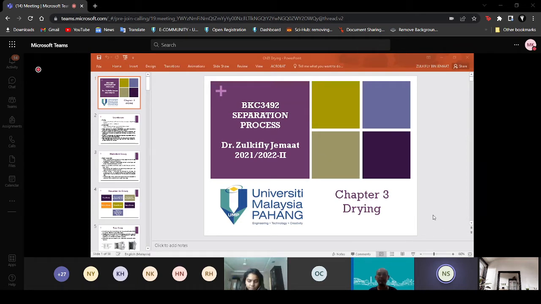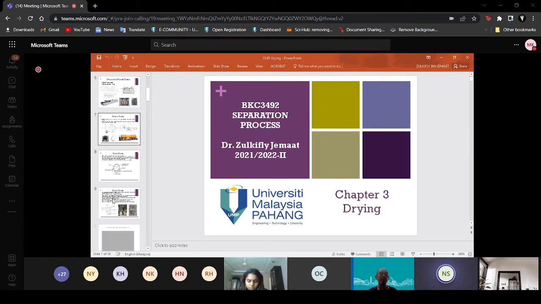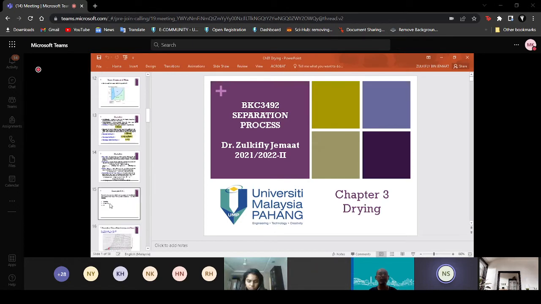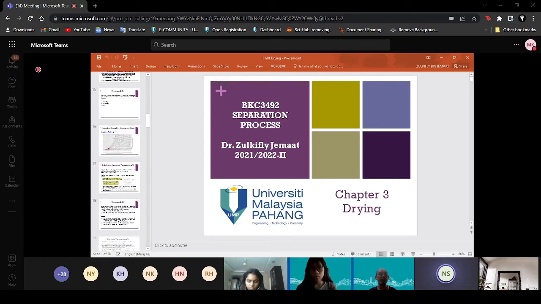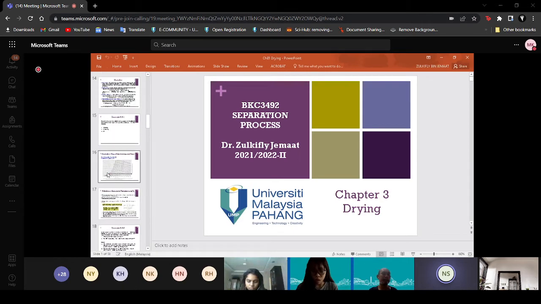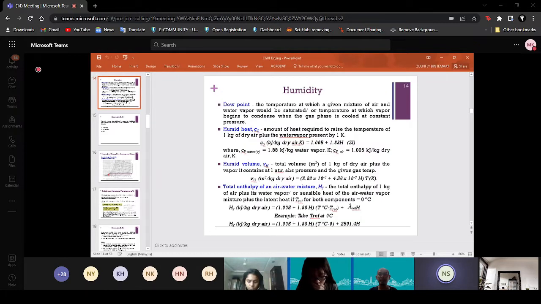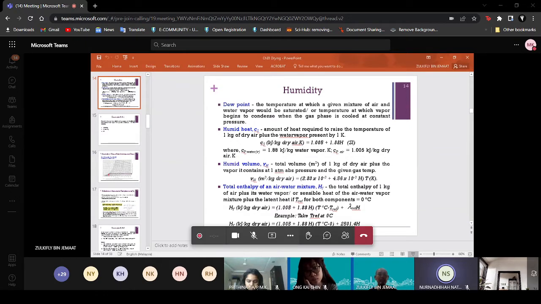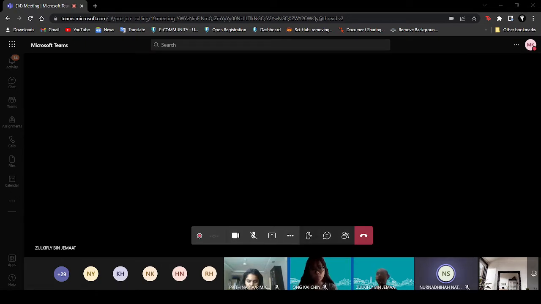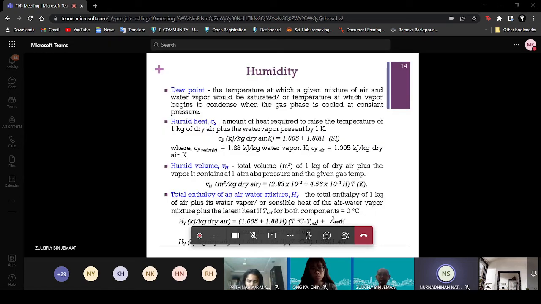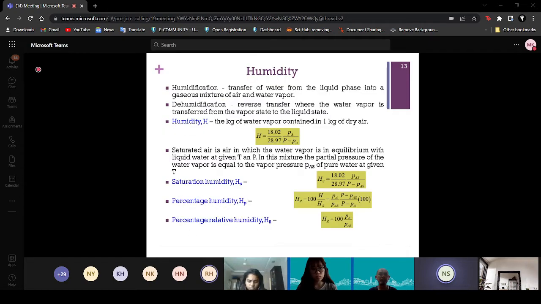I make it reverse, and then we go to the previous slide that introduced to you the humidity, the humid heat, humid volume, and so on. And now we're going to move on to use this humidity chart, because you already know about this humidity, dew point, humid heat, humid volume, and so on. And to get the humidity, you can use the equation of 18 divided by 29. So go back to here. So this is the equation.